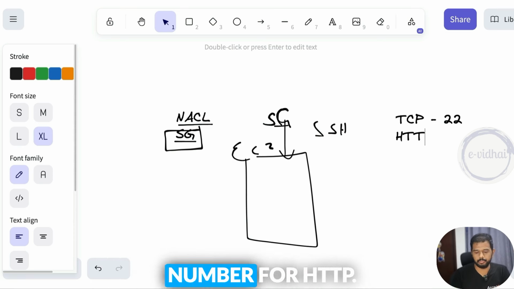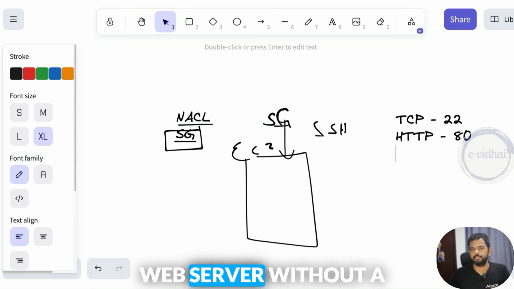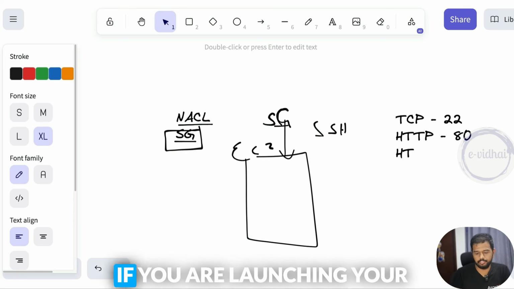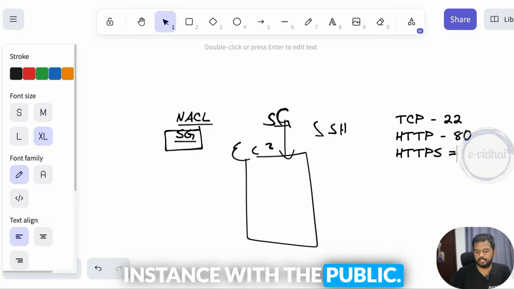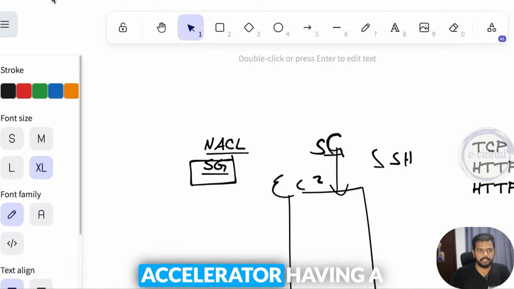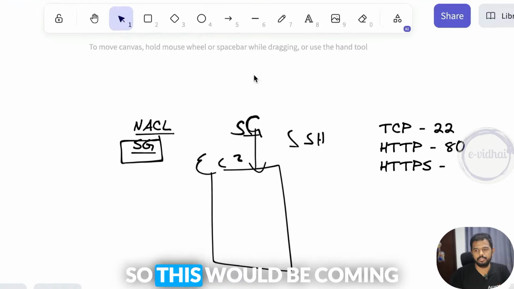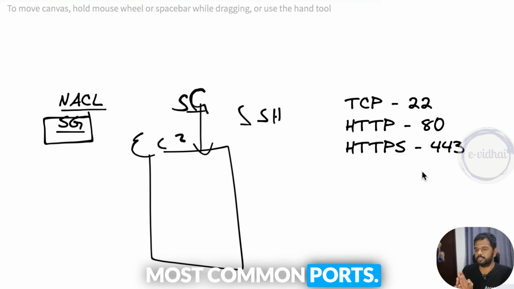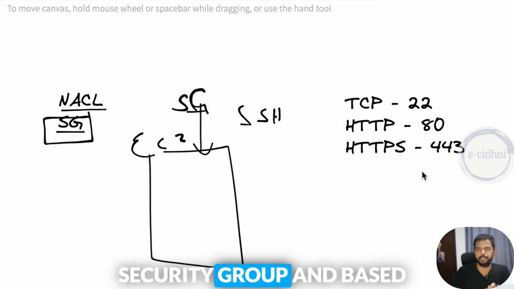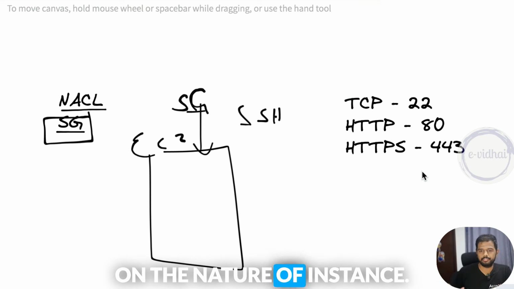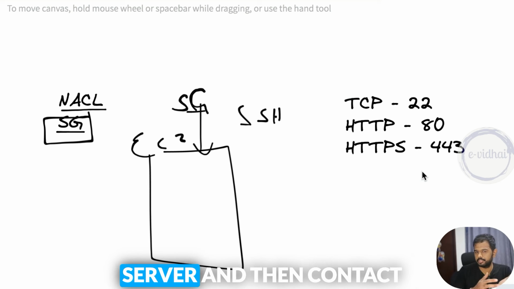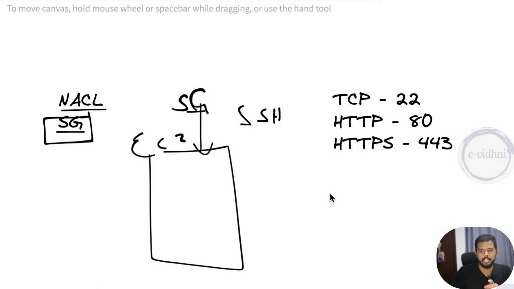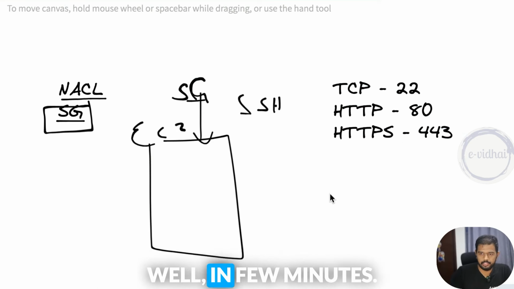Then you would need to know the port number for HTTP. If you're hosting a web server without a certificate, like an unsecured website, then you would open port number 80. If you're launching your instance with a public certificate, for example, you could see here the Accelerator site having a lock symbol with HTTPS, this would come with port number 443. So these three are the most common ports anyone should know when dealing with security groups. And based on the nature of the instance, if you want to use a jump server and then connect to the EC2 instance, it would open port 22 only for the specific one. I will talk about the jump server as well in a few minutes.